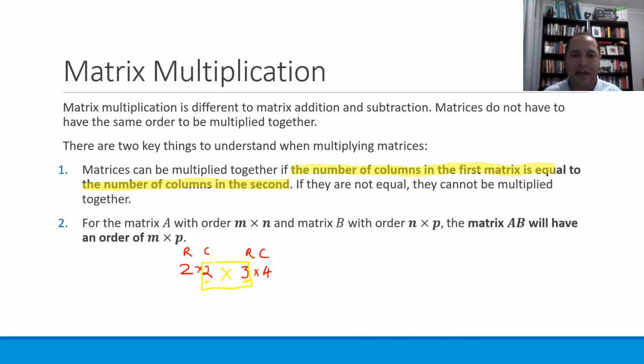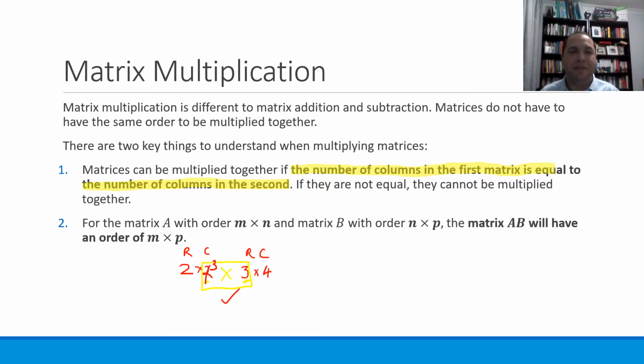Now, if we change this first number to a 3, so we've got a 2 by 3 matrix and a 3 by 4 matrix that we're multiplying together, that one can be done because the numbers in the middle match up. The 3 columns in the first matrix match up with the 3 rows in the second, the same number. So what you're looking for is the same number on the inside terms there.